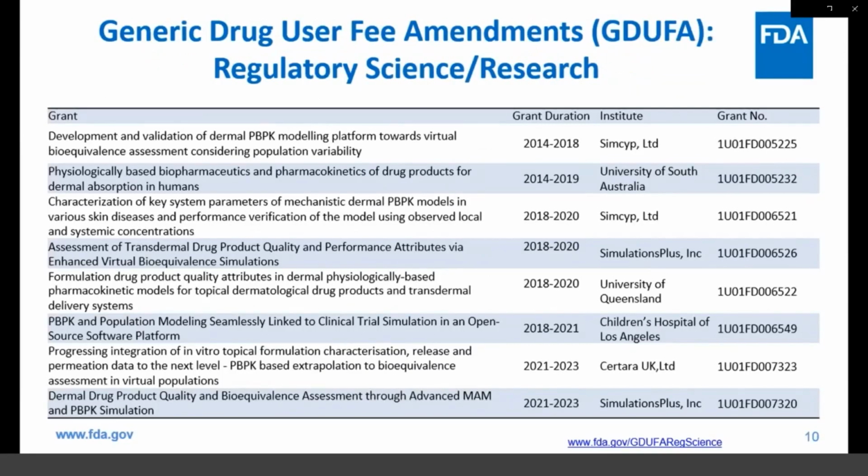This is a list of GDUFA funded research projects supporting the dermal PBPK modeling and simulation. Over the years, we have worked together with software companies, academia, and research institutes to achieve the critical mission of GDUFA. Please check out the link below if you are interested to learn more about our research activities.